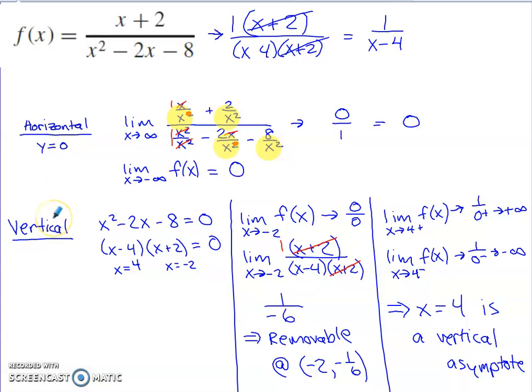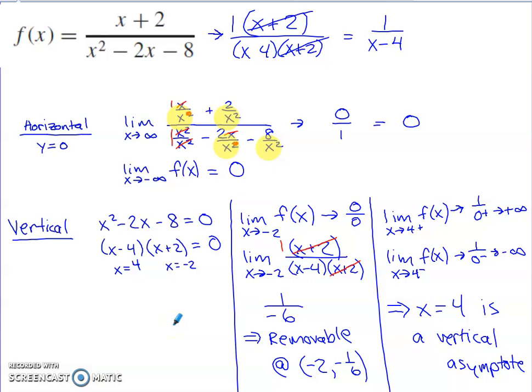Now for the vertical asymptote analysis, we want to first ask the question, where is the function undefined? This function is going to be undefined when the denominator takes on a value of 0. So I'm setting the denominator equal to 0, solving that equation by factoring. This factor is equal to 0 when x is 4. This factor is equal to 0 when x is negative 2. So there are two locations that I have to analyze as potential spots where I have a vertical asymptote.